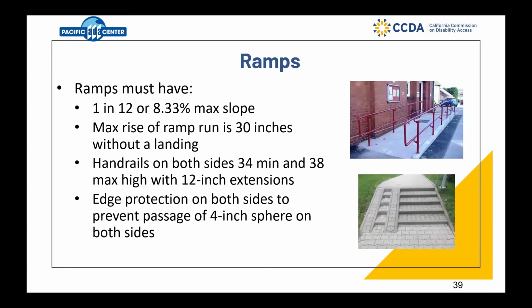Next slide. So for ramps, once you get over 5%, in terms of forward slope, you're looking at a ramp. And the ramp slope has to be 1 in 12 or 8.33% maximum slope. The maximum rise of the ramp run is 30 inches without a landing. So vertically, you can only go 30 inches without having a flat landing.